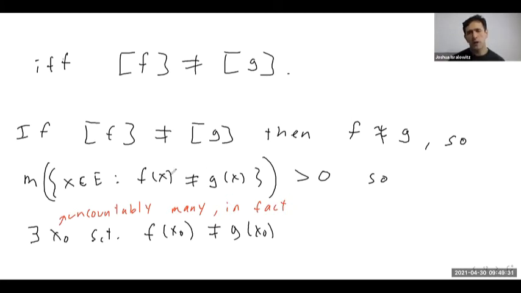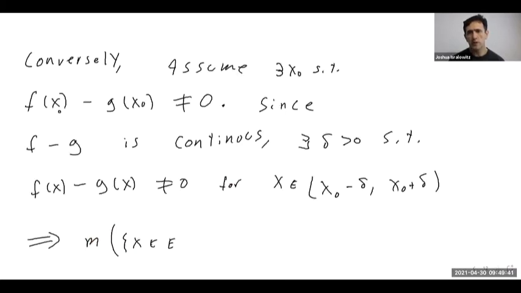So the set of all... if there's any doubts, just check that this set here is measurable, which is just the measurability of f minus g, basically. So this is certainly bigger or equal to the measure of this interval, which is just 2 delta. Right.